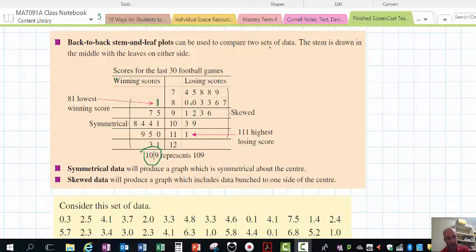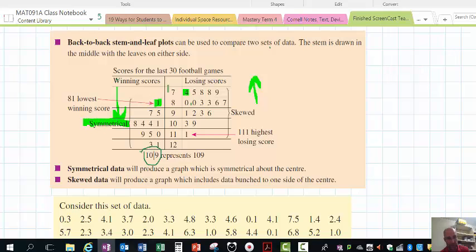Alright, now for the winning score, the lowest score is 81, and for the losing score, the lowest score is 74. The winning scores are higher on average than the losing scores. You could do a calculation like the mean for that, but you can see that they are, because they're further down that way. These ones are further up that way.